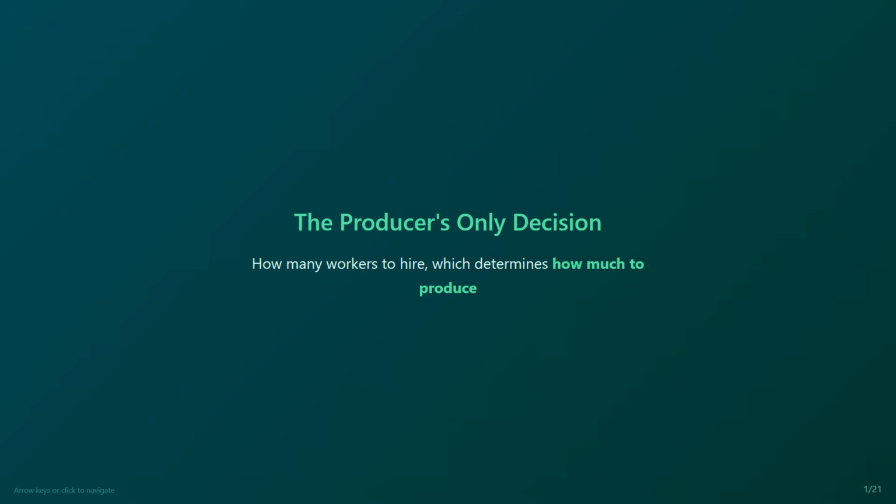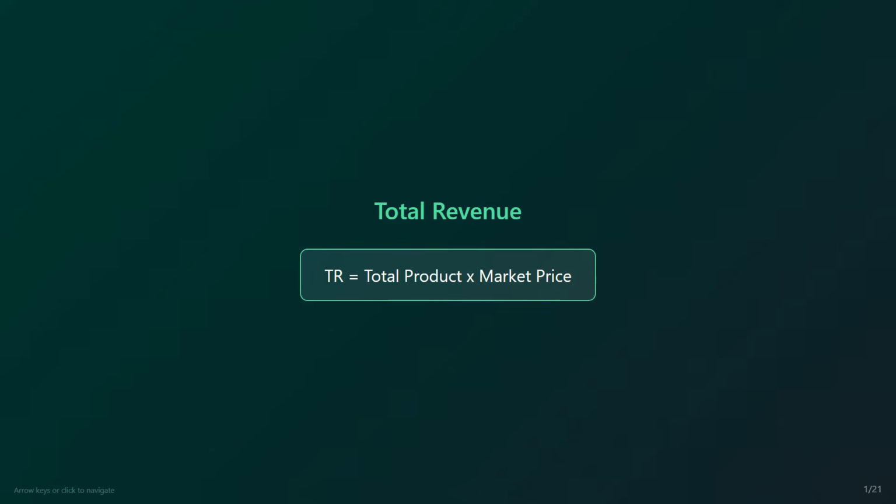Worker 1, output 100, revenue is equal to 100 times 50 equals 5,000. Worker 2, output 220, revenue is equal to 220 times 50 equals 11,000. Worker 3, output 360, revenue is equal to 360 times 50 equals 18,000. Worker 4, output 480, revenue is equal to 480 times 50 equals 24,000.